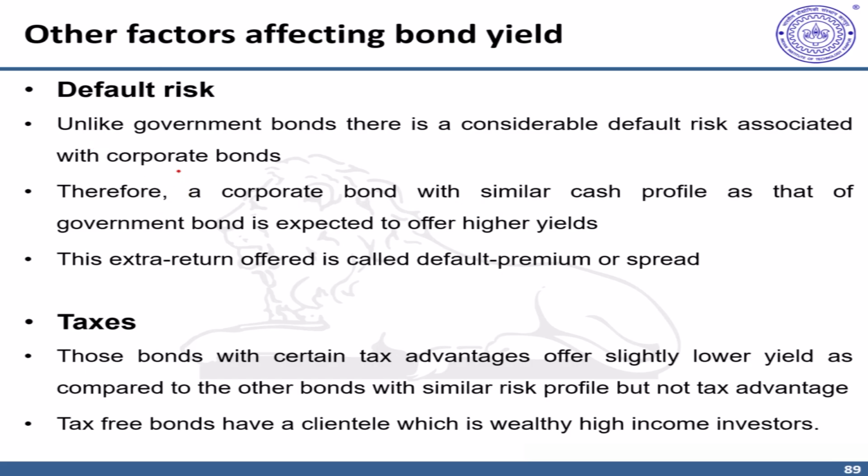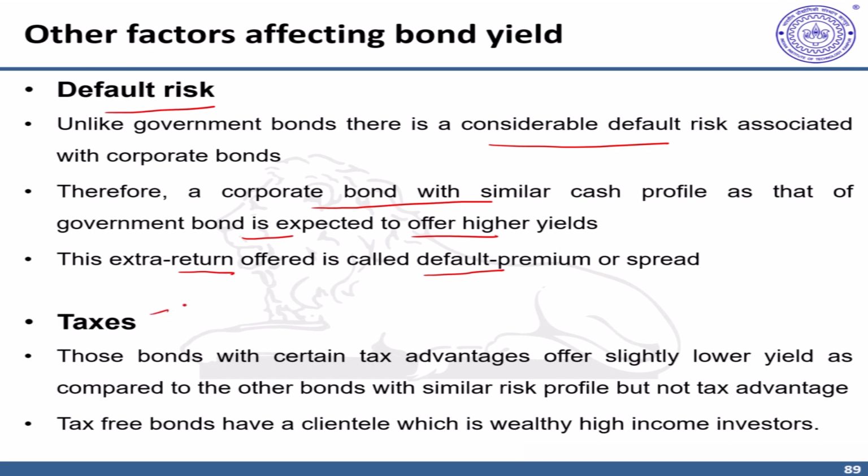First, default risk. Unlike government bonds, private corporate bonds involve considerable default risk, the chance that they may miss their coupon or principal payments. And therefore, a corporate bond with a cash flow profile identical to that of a government bond is expected to offer higher yields to compensate for this default risk. This extra return offered by private corporate bonds is called the default premium or spread.